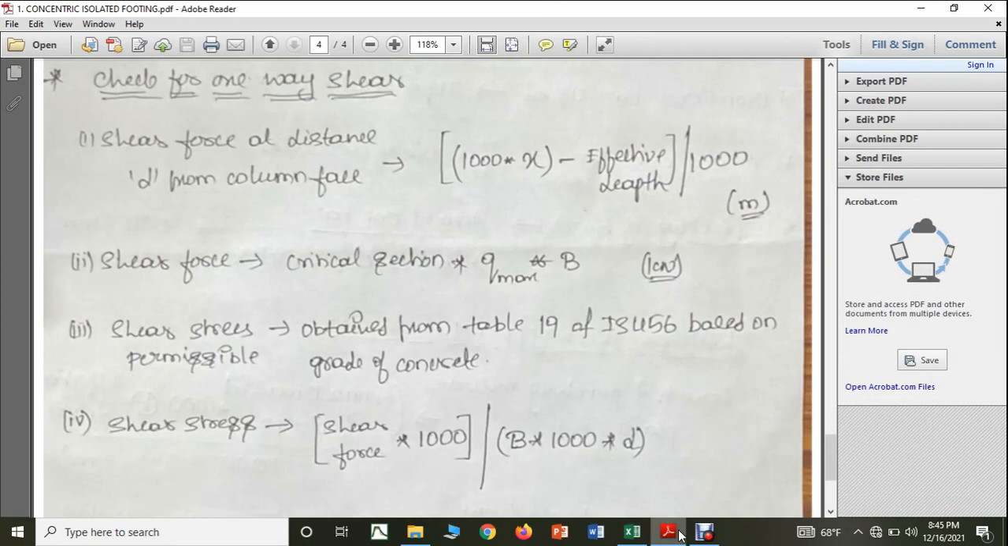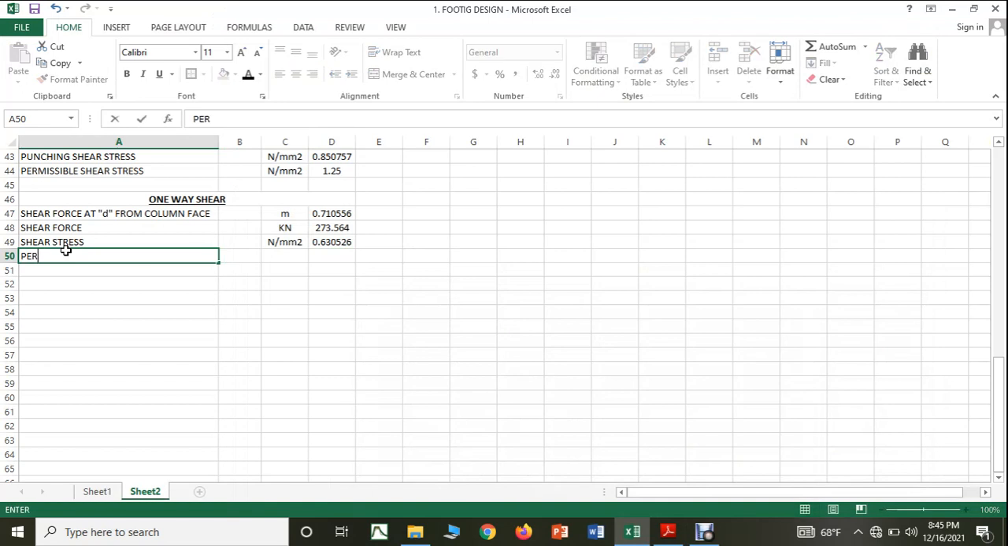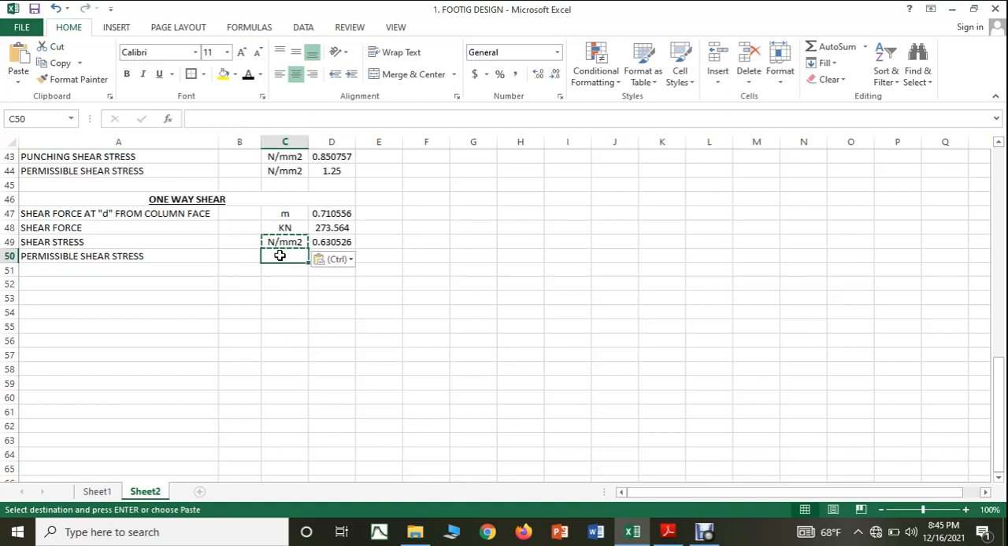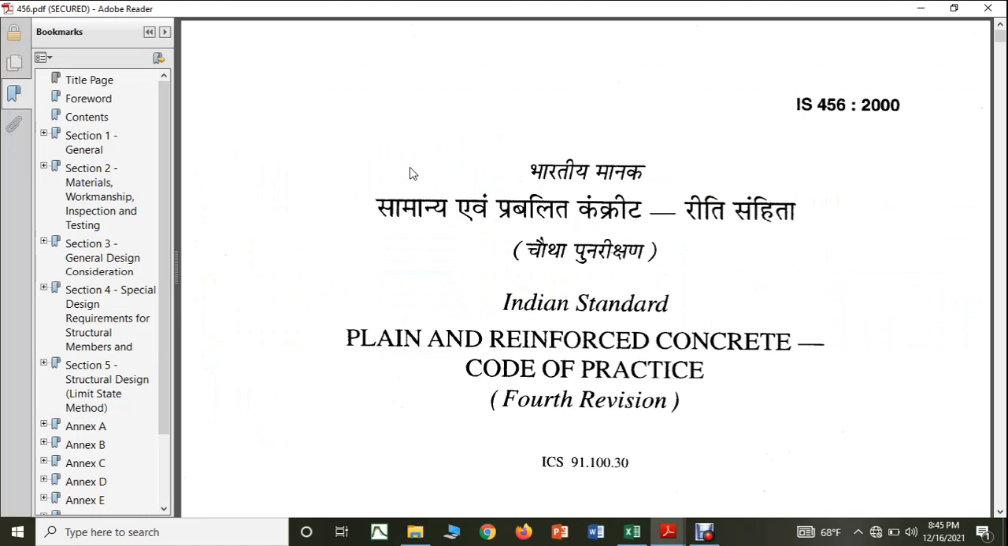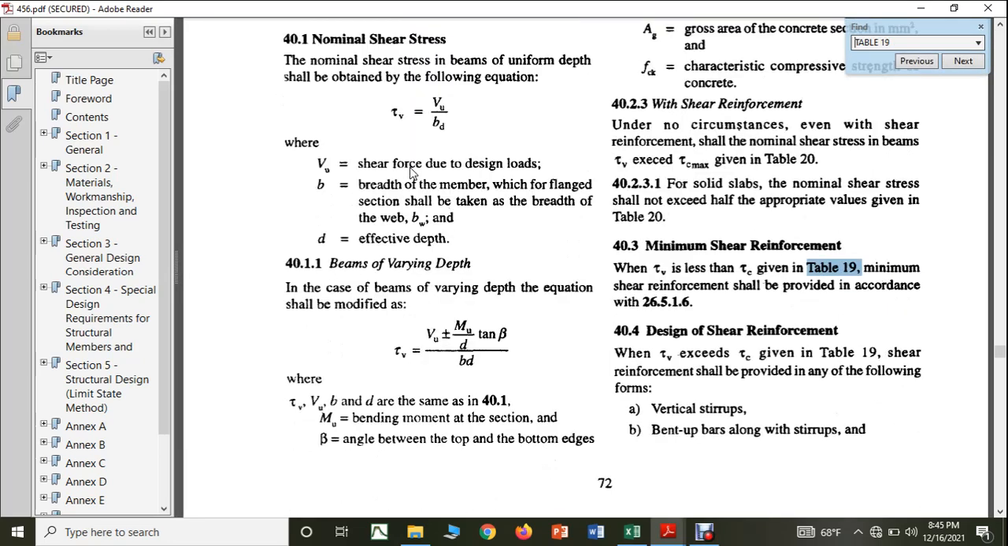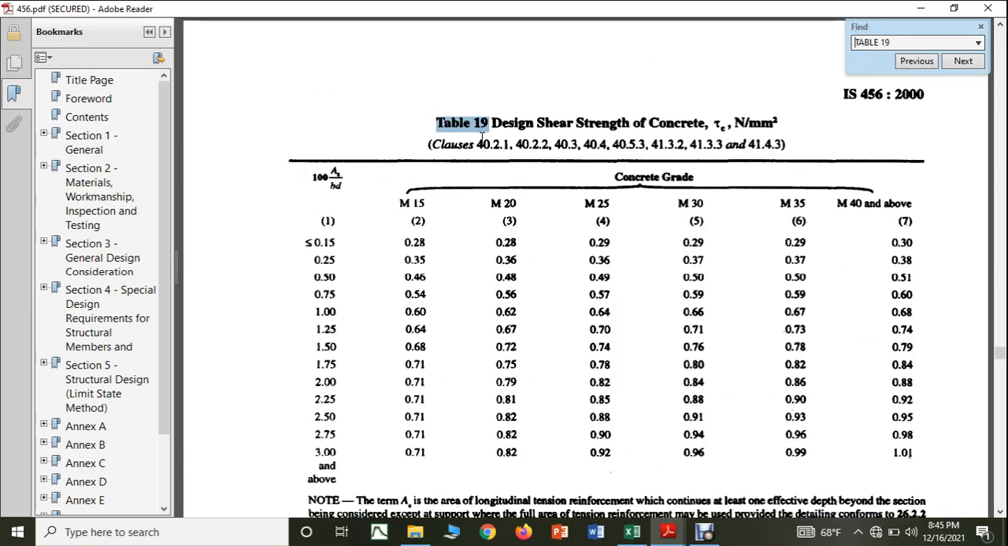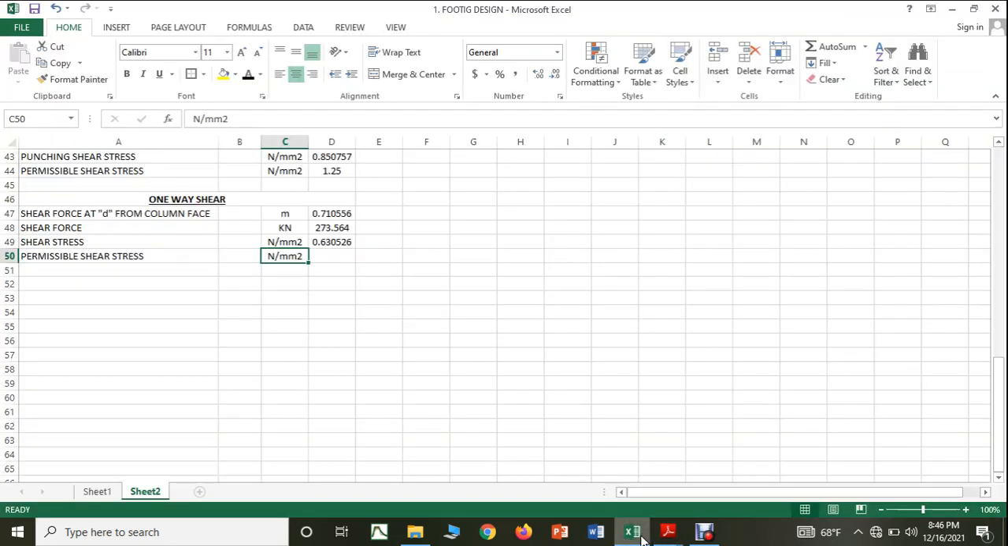Then next, last you have to have the permissible shear stress, which is also in Newton per mm square, right? So how do you get that permissible shear stress? You will get it from IS 456. Your permissible shear stress should be higher than the actual shear stress acting. The permissible shear stress is obtained based on 100 AST by BD and the grade of concrete.